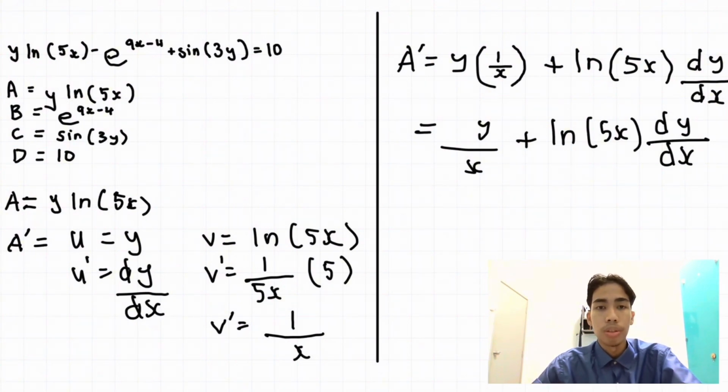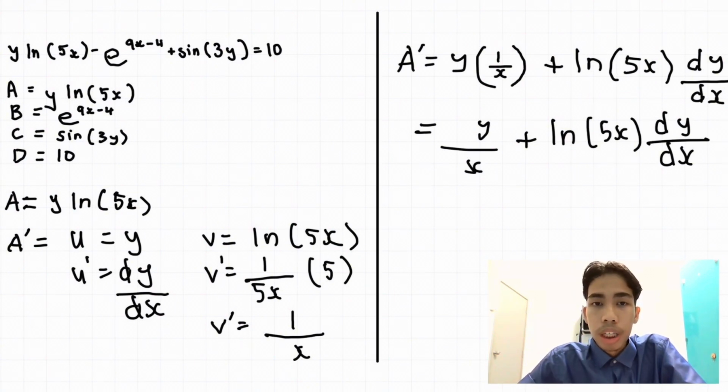First we use u equals y, and u prime, the derivative of y, equals dy/dx. After that we will differentiate ln(5x). When we differentiate ln(5x) it equals 1 over 5x, and when we differentiate 5x it equals 5, and we will multiply 1 over 5x and 5, which equals 1 over x. Then we will use the product rule, where u times v prime equals y times 1 over x plus ln(5x) times dy/dx.